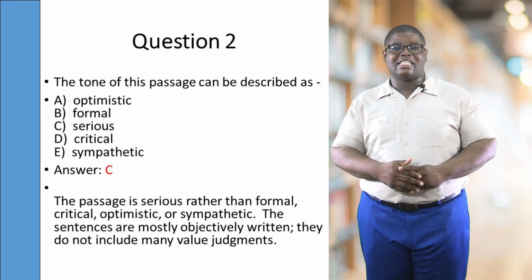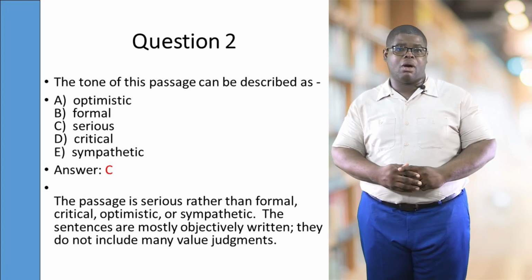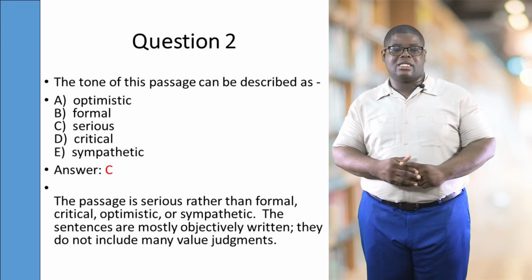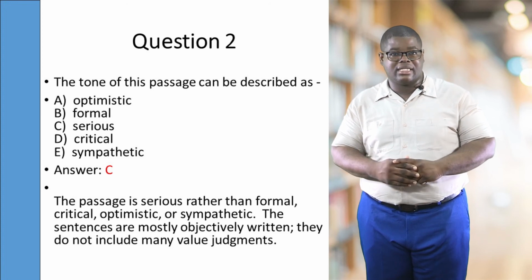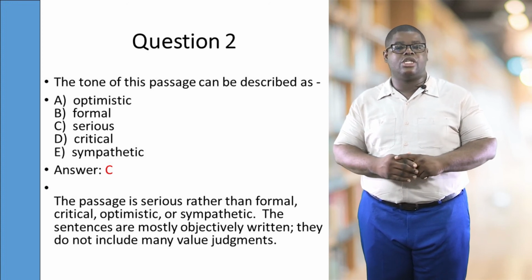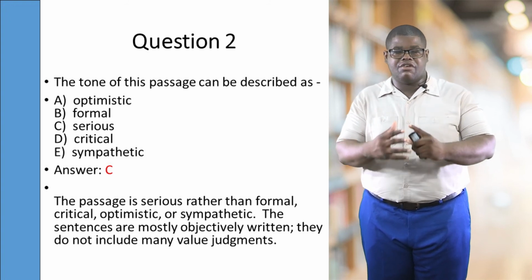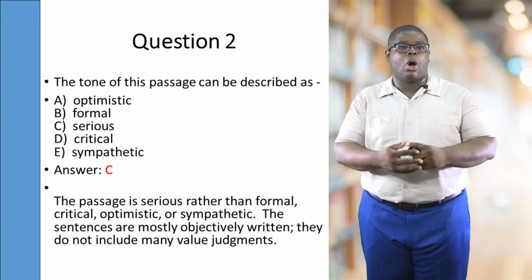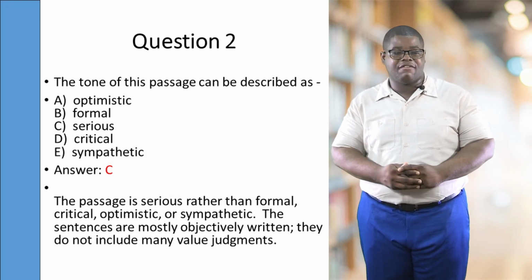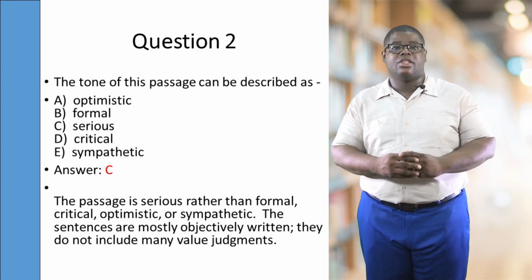C. All right. Serious. The passage is serious rather than formal, critical, optimistic, or sympathetic. The sentences are mostly objectively written. They do not include many value judgments. So we see it's very serious in the way the author approaches this piece of work, talking about Mr. Ford's life. So I hope you are paying attention to how word choice really helps us to understand the author's tone.